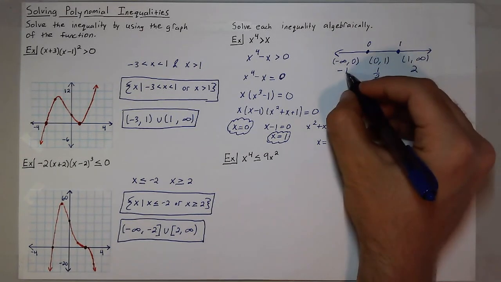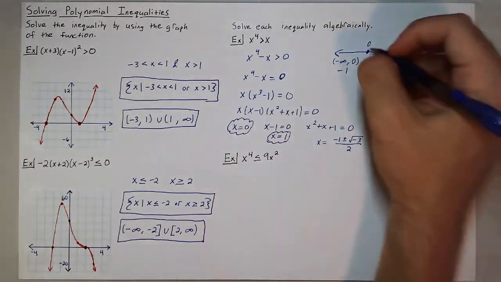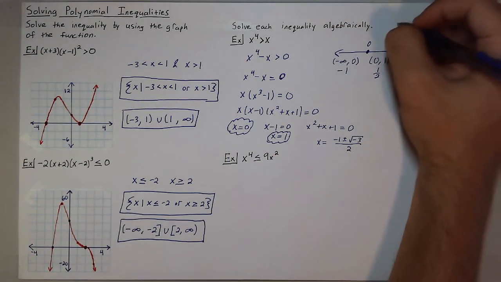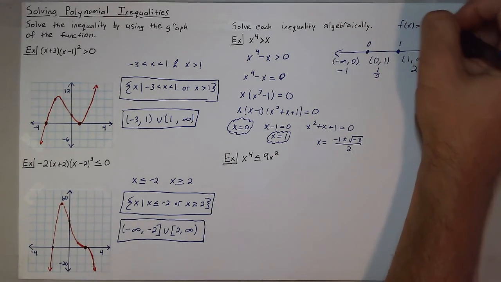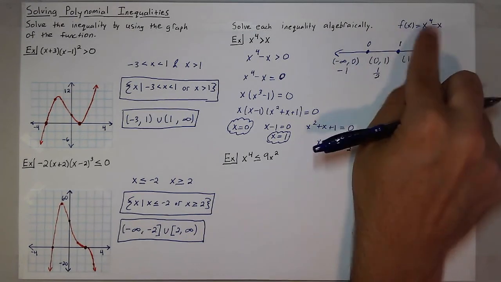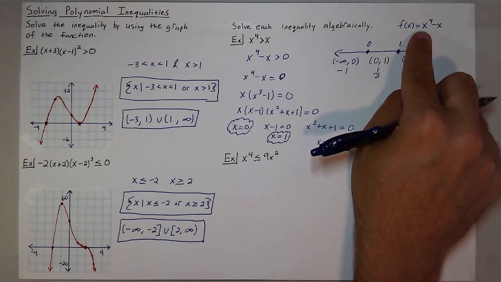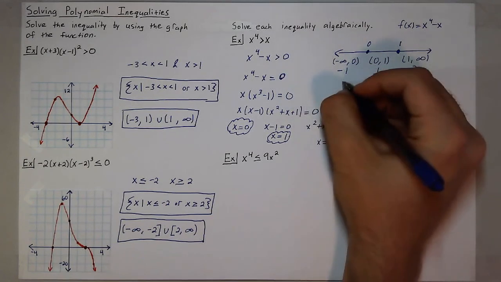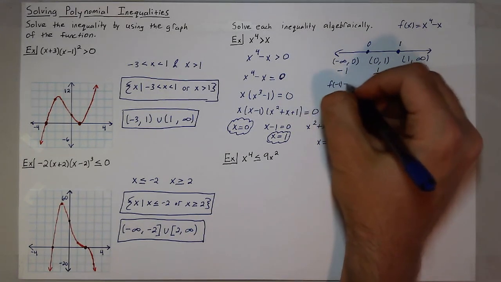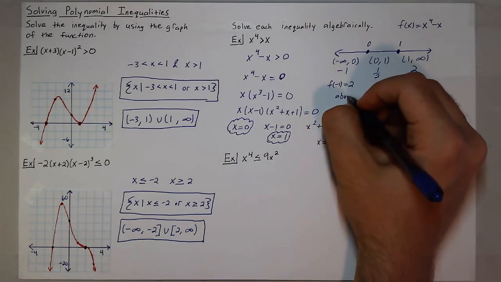When I plug -1 into this expression, again, this is for the function x to the fourth minus x, -1 to the fourth is 1 minus -1, which gives me 2. So f of -1 equals 2, which since that's positive, I know it's above the x-axis.